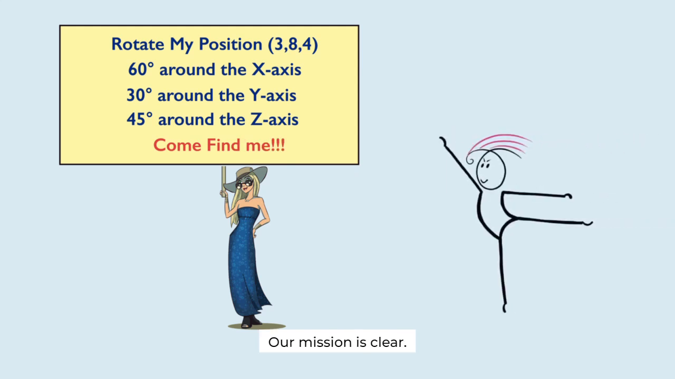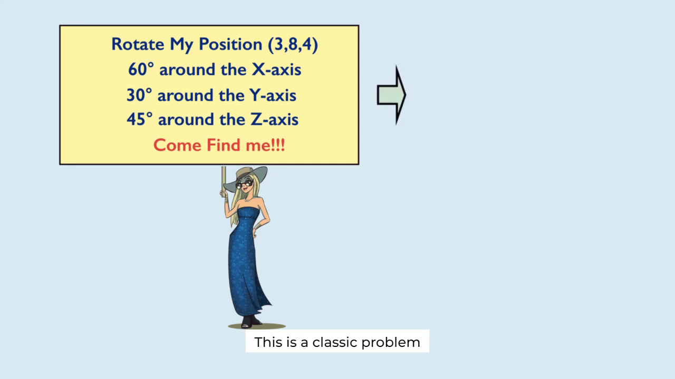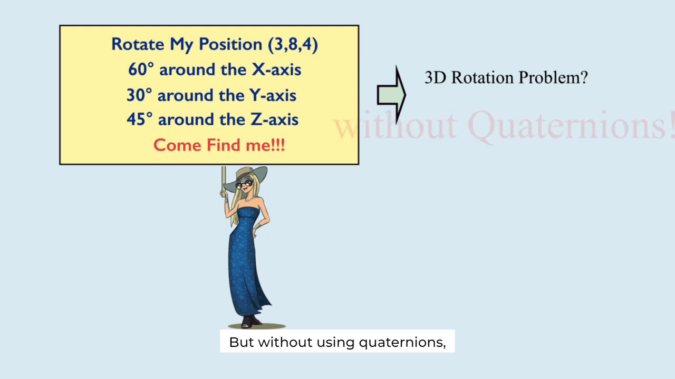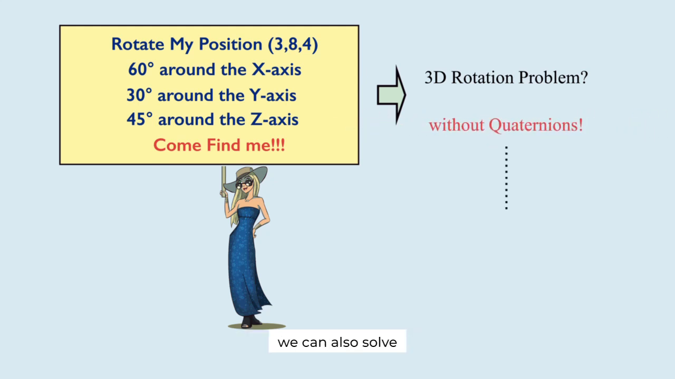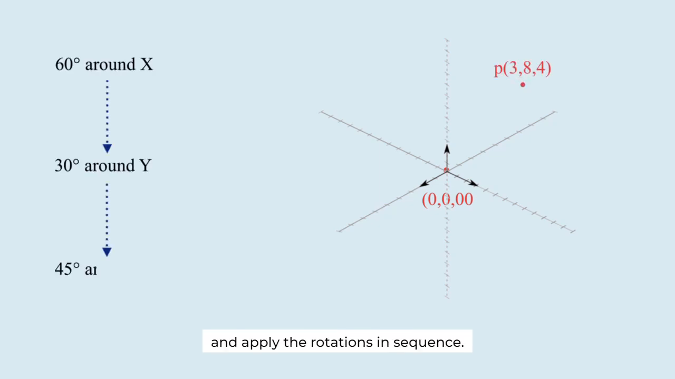Our mission is clear. We need to compute her new coordinates after these 3 rotations. This is a classic problem in 3D rotational motion. The cleanest and most reliable way to solve it is with quaternions. But without using quaternions, we can also solve using rotation matrices. The center of rotation is the origin. We take the point P and apply 3 rotations in sequence.